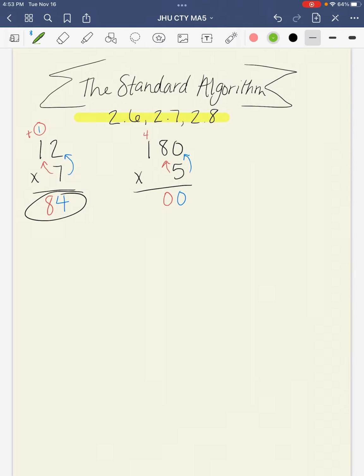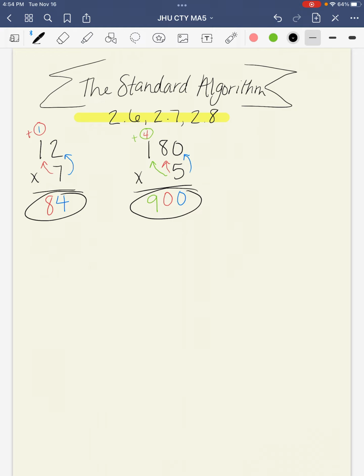Last one here, 5 times 1. And remember, don't forget to add 4. So 5 times 1 is 5, plus 4 is 9. So my final answer is 900. So 180 times 5 is 900.